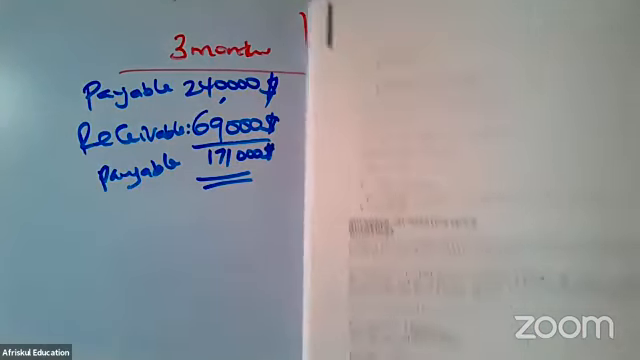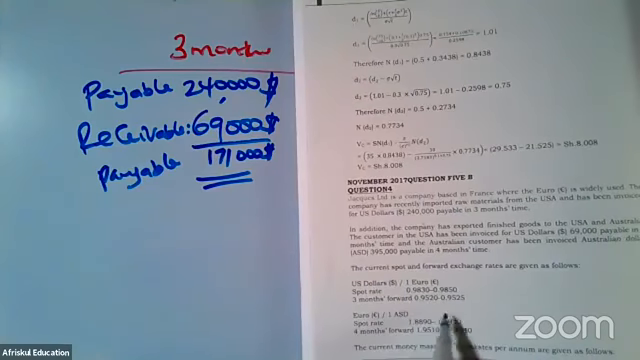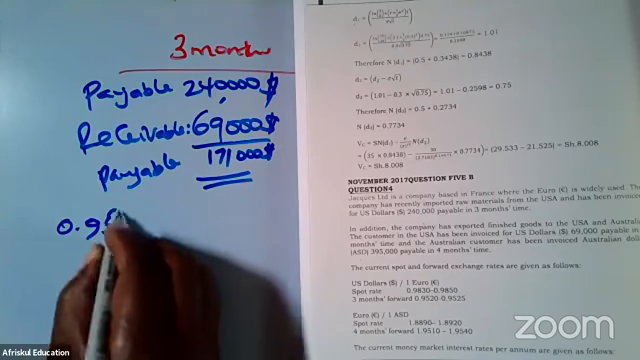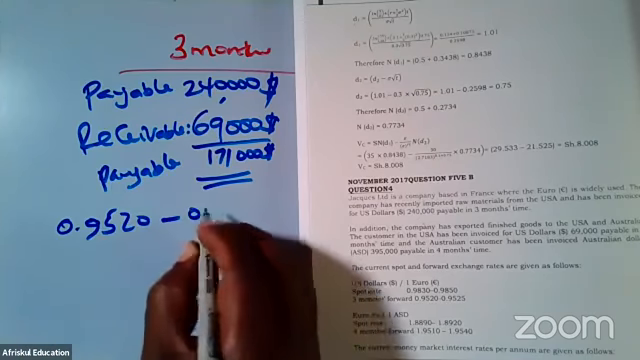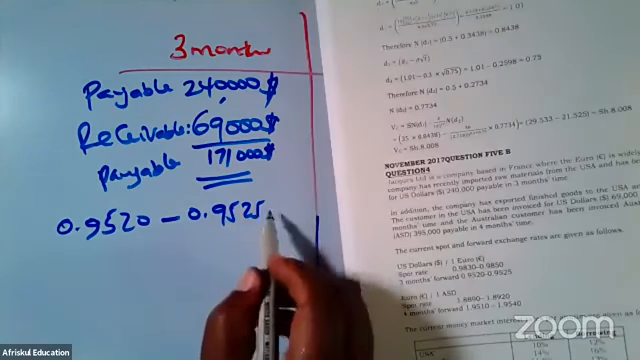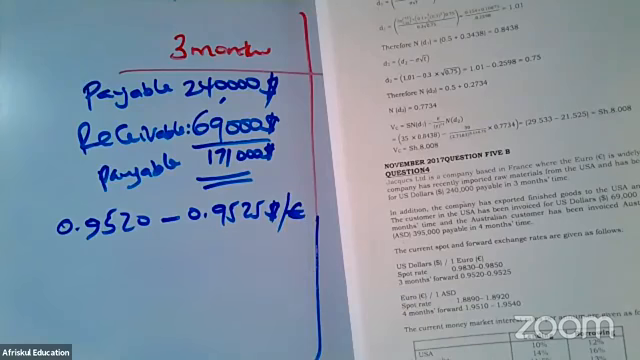Now, here for 3 months, you have to come and look for the 3 months forward exchange rate. The 3 months forward exchange rate we are given here is 0.9520 all the way to 0.9525. Don't forget, it is US dollar per what? Per euro. US dollar per euro.